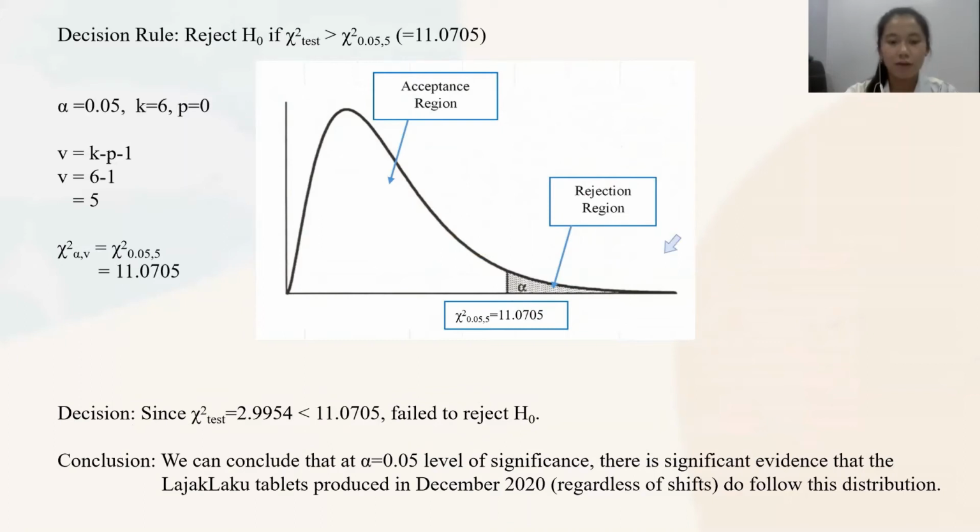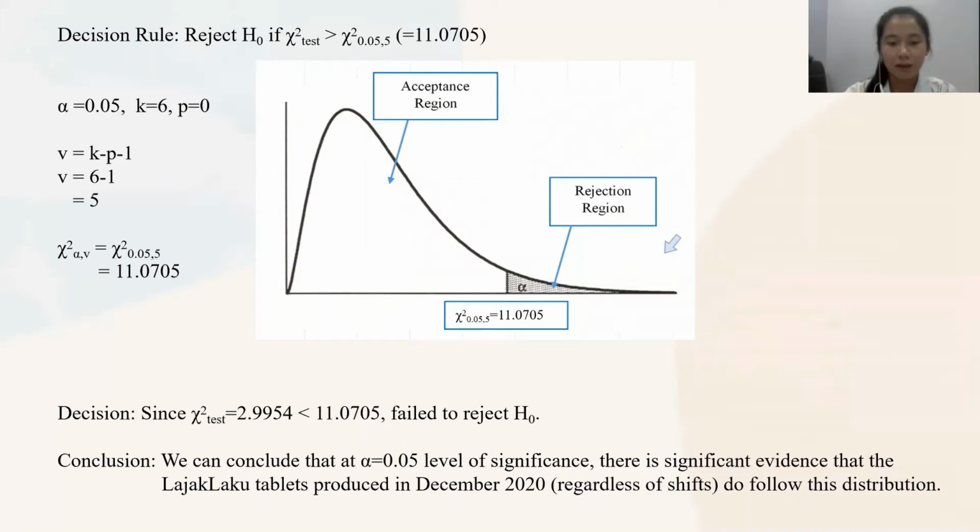We use the significance level alpha equal to 0.05 and the degree of freedom V equal to K minus P minus 1, where K is the number of categories which is equal to 6 and P is the number of unknown parameters which is equal to 0. Since there is no unknown parameter, the degree of freedom is equal to 5.